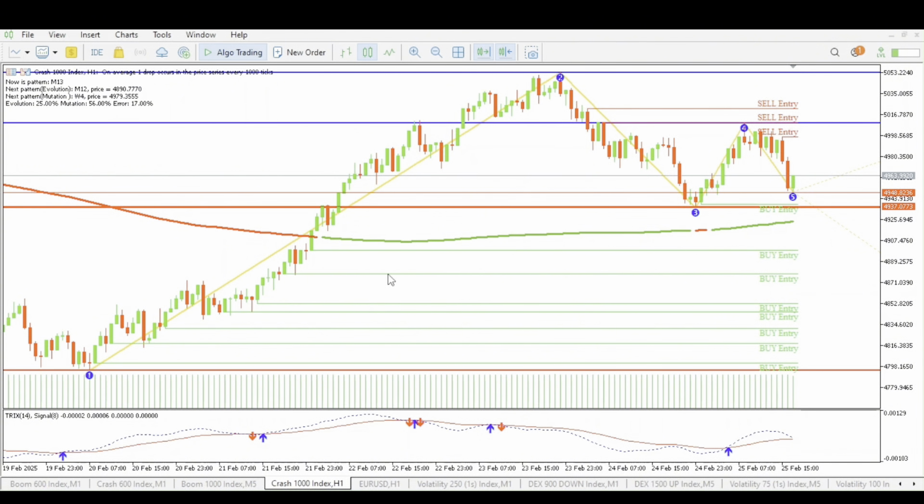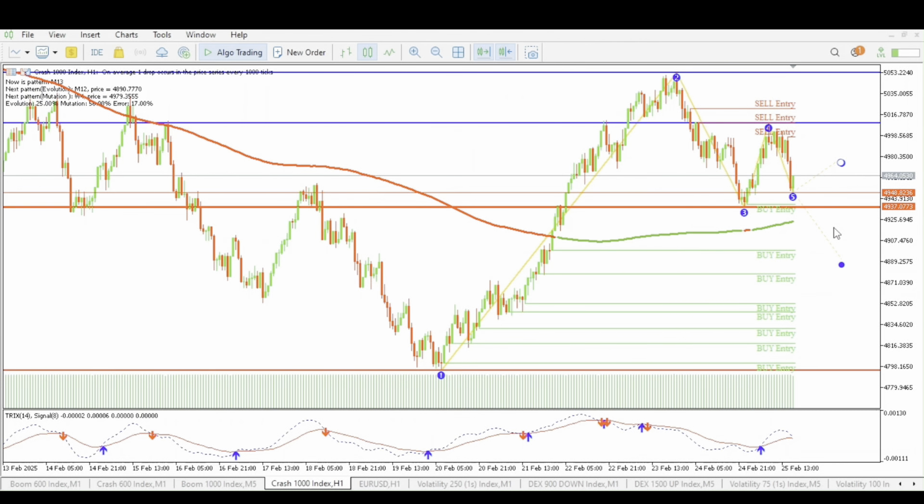So another thing you should note when catching spikes, for instance on crash, we will be selling, but here you can see that there is a green line. When there is a green line, it means that the market is going to buy. And as you can see right now, we have two signals. It might go up or go down, but we cannot sell now. Why do I say so?